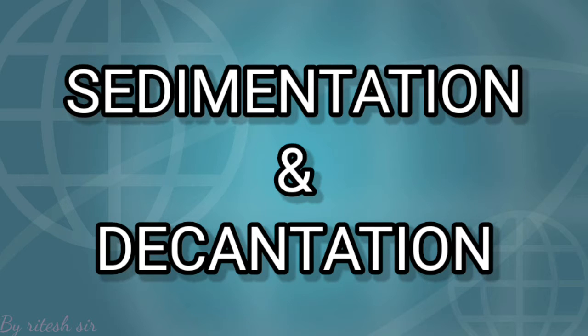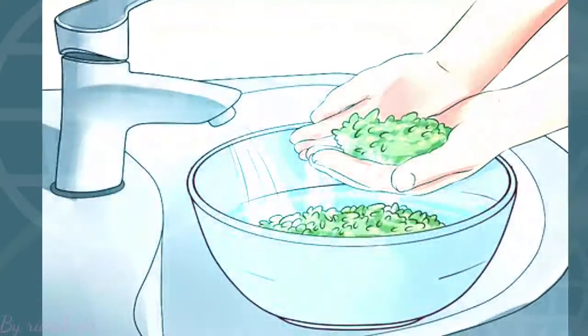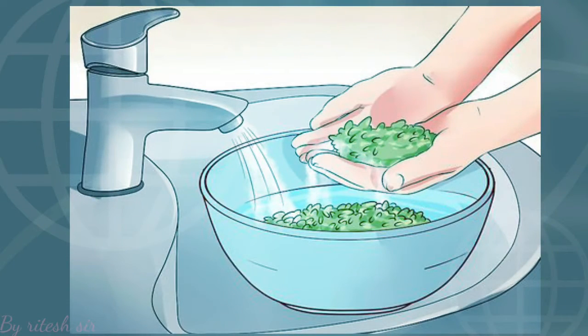Sometimes it is not possible to separate components of a mixture by winnowing and handpicking. For example, at your home you can see your mother wash rice or pulses before cooking. Do you know why? So that the impurities like dust, soil particles get separated by dissolving in water.